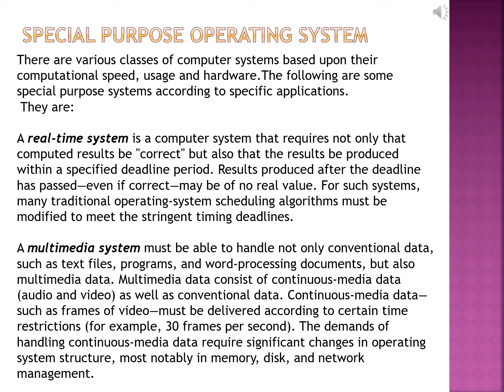Now, a multimedia system must be able to handle not only conventional data such as text files, programs, and word processing documents, but also multimedia data. Multimedia data consists of continuous media data like audio and video as well as conventional data. Continuous media data such as frames of video must be delivered according to certain time restrictions, for example 30 frames per second. The demands of handling continuous media data require significant changes in operating system structure, most notably in memory, disk, and network management.